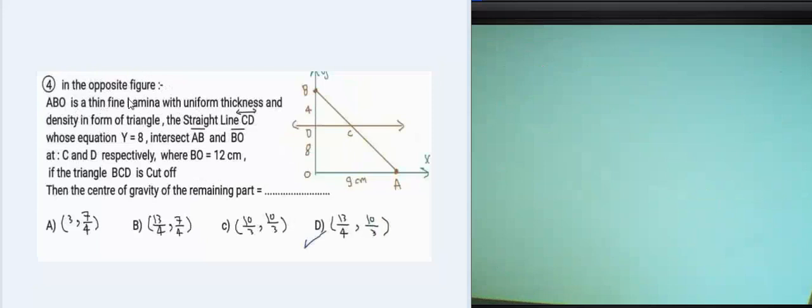Question 4. In the opposite figure, ABO is a thin lamina with uniform thickness and density in the form of a triangle. The line CD, whose equation is y equals 8, is part 8 in length, and OB equals 12 centimeters. It intersects AB and BO at C and D, where BO equals 12 centimeters and this part equals 4. Then find the center of gravity of the remaining part.